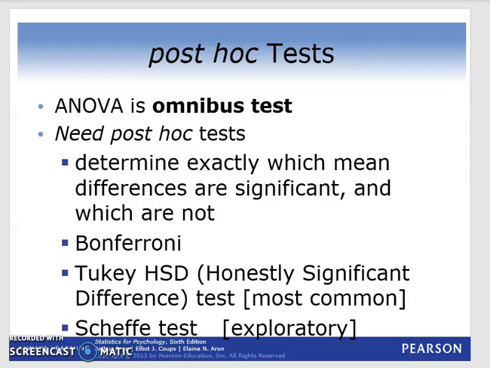So I'm going to quickly review those 3 different types of post-hoc tests. One is Bonferroni. Bonferroni is basically doing a bunch of t-test comparisons and then having a higher alpha value. Tukey HSD, honestly significant difference test, is the most common. And then the Scheffe test is more exploratory. So these are 3 different post-hoc tests. You'll see and hear more about that when I review the homework.